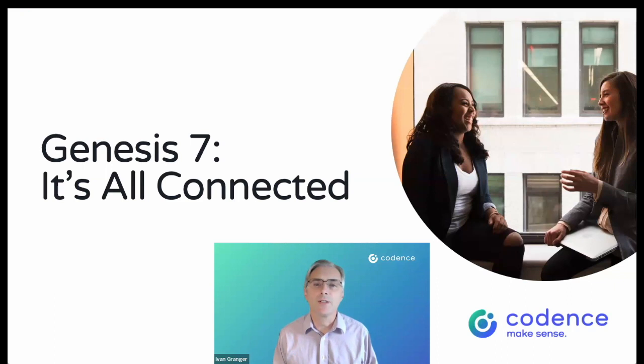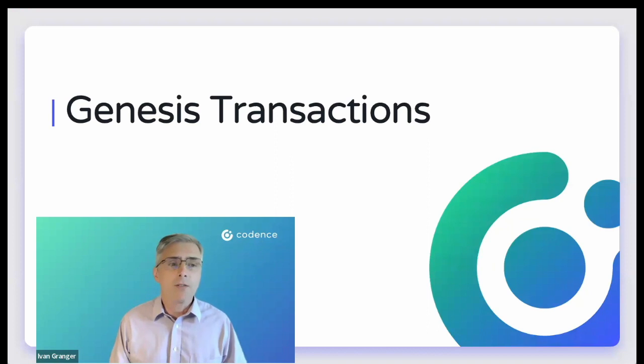In the previous video in this series, we looked at some of the key design principles of interconnected and interrelated data that Genesis 7 is built on. In this video, we're going to take a look at the user experience of actually working with data in a system designed on those principles. So first of all, I'm going to look at Genesis transactions.